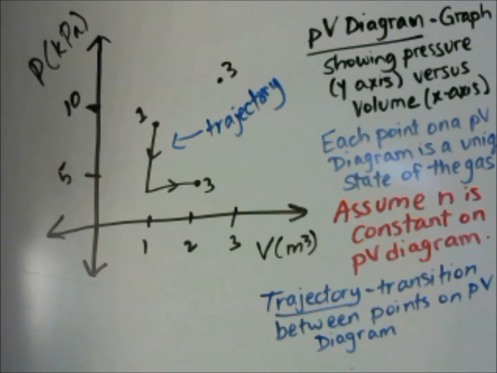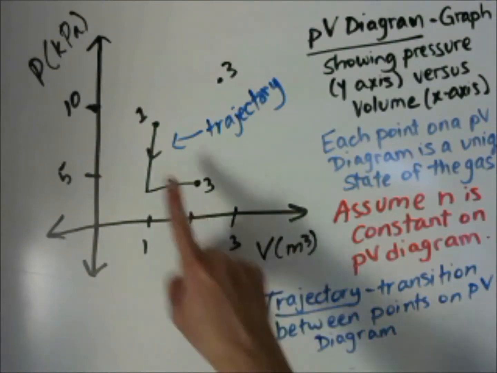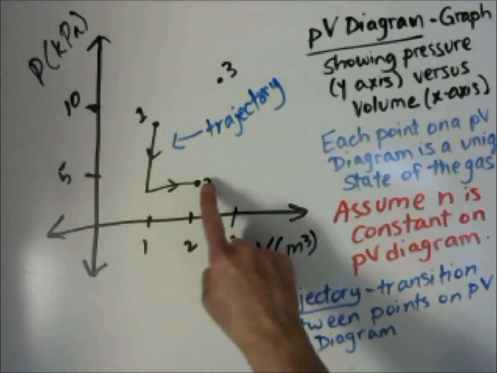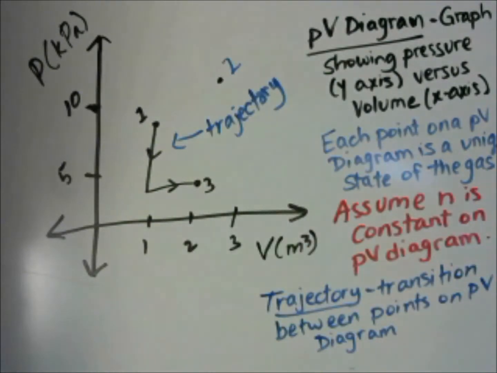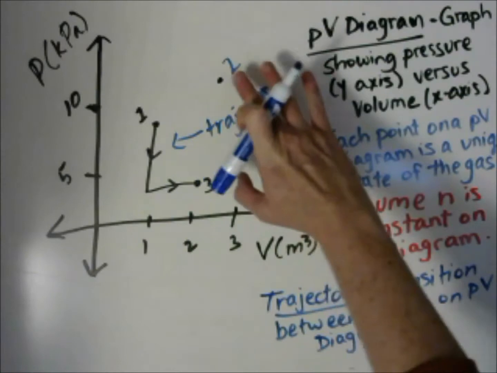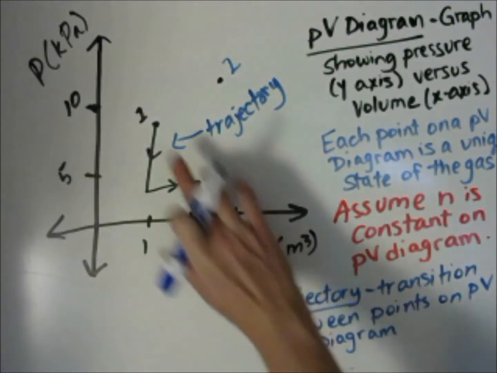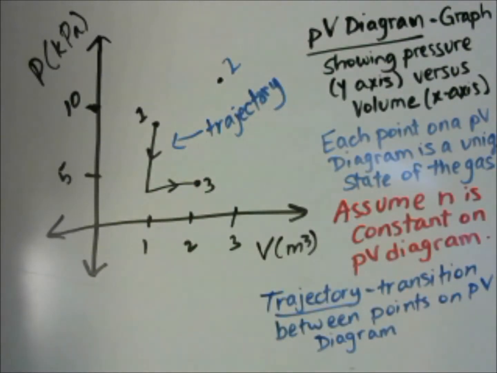A trajectory is a transition between points on a PV diagram, and from point 1 to point... Sorry, that was a mistake. This should have been point 2. From point 1 to point 3, this is the trajectory that the system took to get there. So let's consider some special cases of trajectories on a PV diagram.